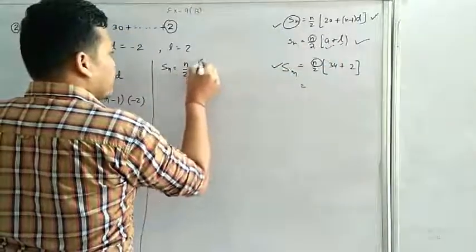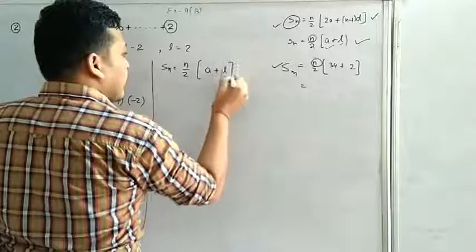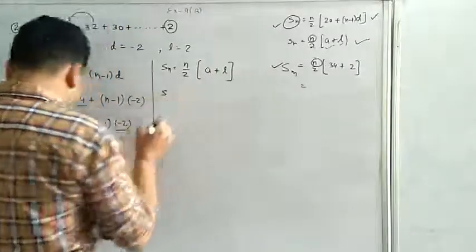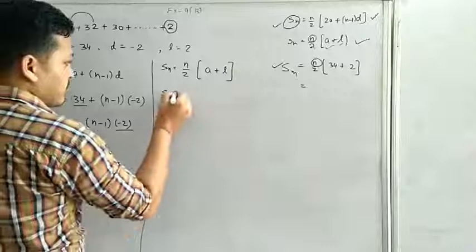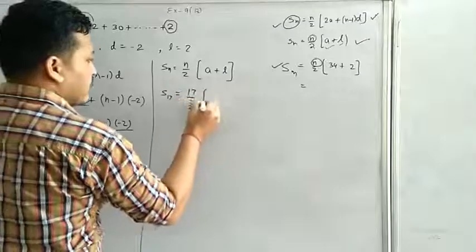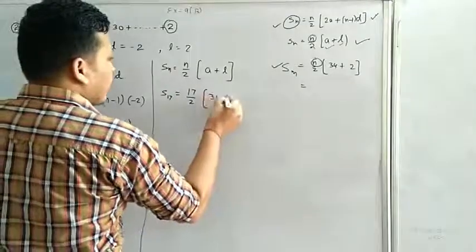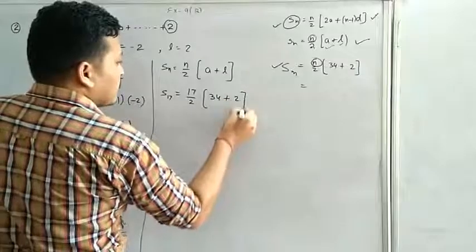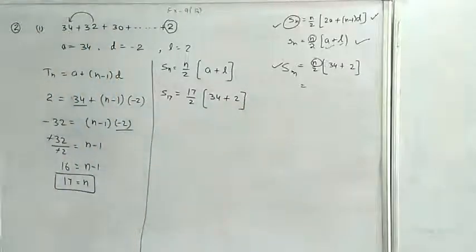Sn is equal to n by 2 into a plus L. How many terms? 17 terms. So 17 by 2, then A is equal to 34 and L is equal to 2. So you can calculate the answer to this question. What will be the answer? Find it. Okay, next.